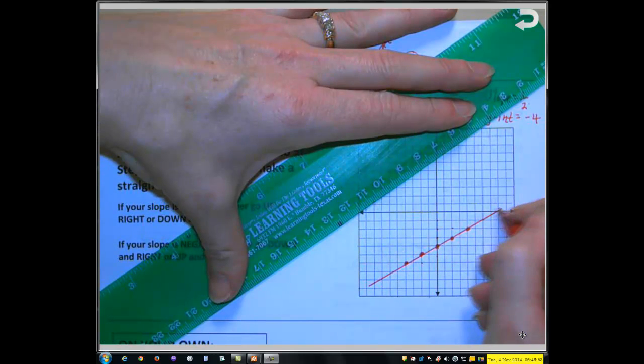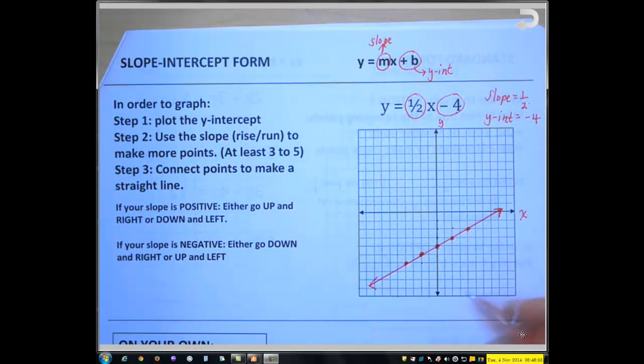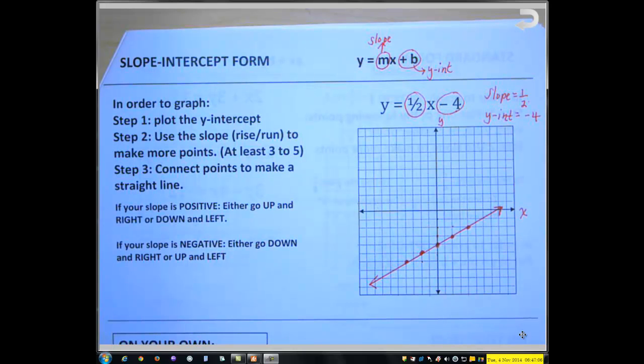After you graph your line, always check to make sure that it has the slope that it should. We have a positive slope, so our line should be slanting uphill. So yes, this line is graphed correctly.